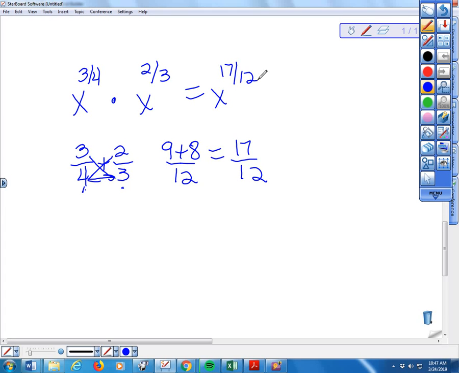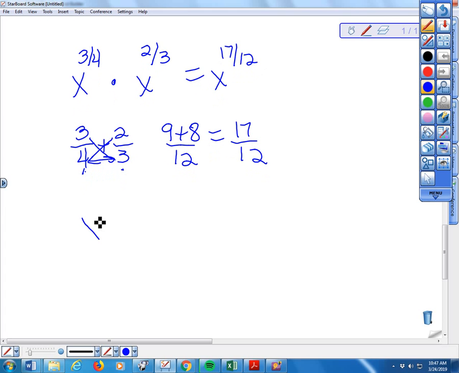All right. Next one, I'll use the same. Actually, I'll just use this. 2/3 raised to the 1/2. Okay, this time I'm raising an exponent to a power, so I multiply these. I don't add them.